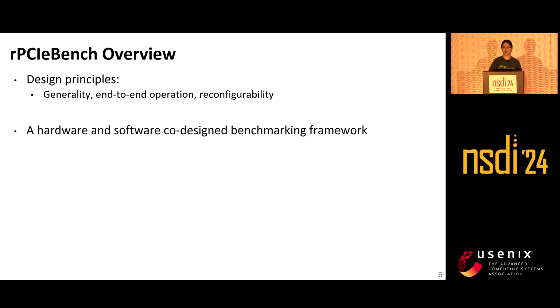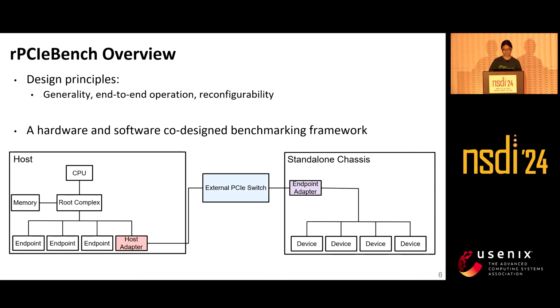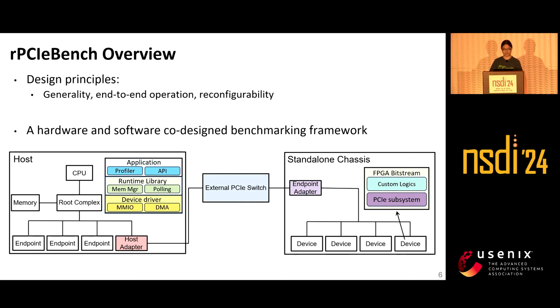rPCIeBench is a hardware and software co-designed benchmarking framework. The hardware parts include a host server, an external Routable PCIe switch, and a standalone chassis where accelerators are placed. The software on the host side includes the application, runtime library, and device driver. The application provides a performance profiler to capture the performance of a PCIe transaction, and also provides APIs for users to invoke the communication. The runtime library has a memory manager and a polling-based notification system for completion. The device driver allows issuing memory-mapped I/O and direct memory access.